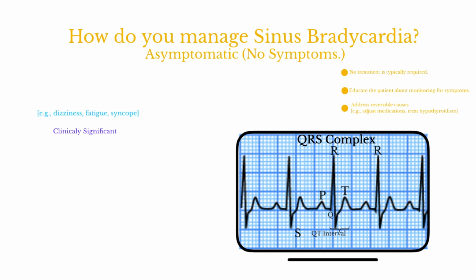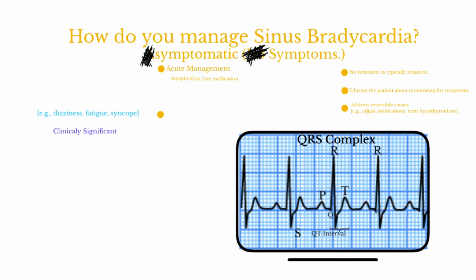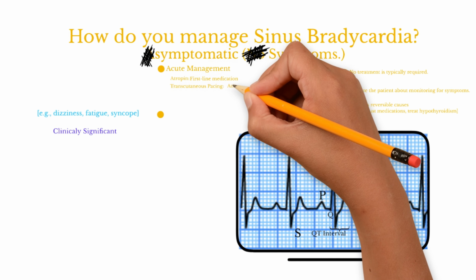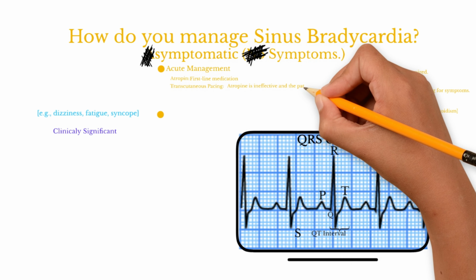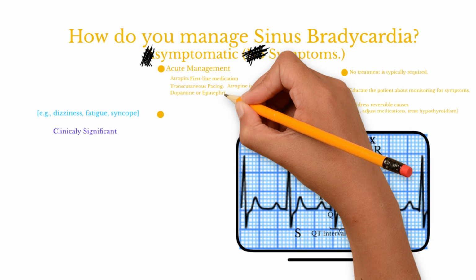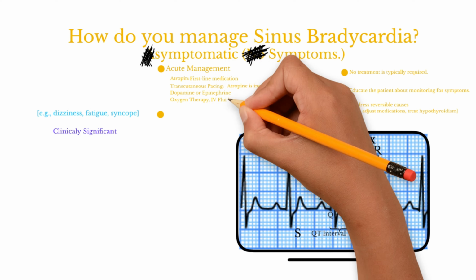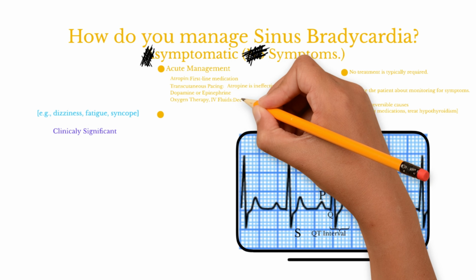But if the sinus bradycardia is symptomatic, you need acute management. For example, the patient may require atropine, which is the first-line medication for symptomatic bradycardia, or transcutaneous pacing if atropine is ineffective and if the patient is unstable. Medications such as dopamine and epinephrine, that usually cause sinus tachycardia, can be used in this case to increase the heart rate. Oxygen therapy may be introduced, sometimes IV fluids, if hypotension is due to decreased cardiac output.